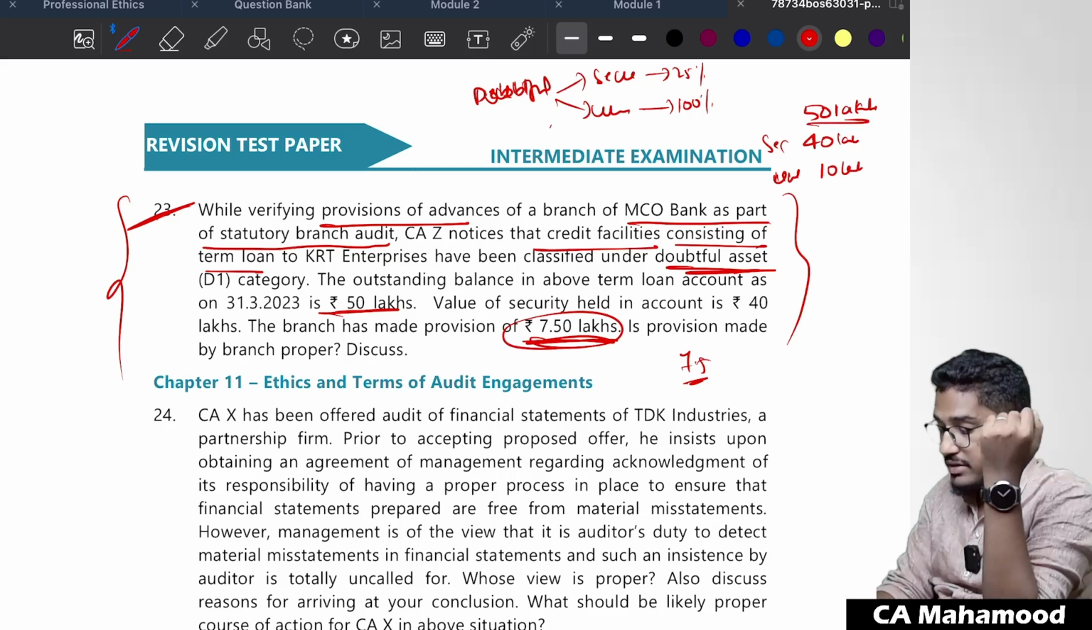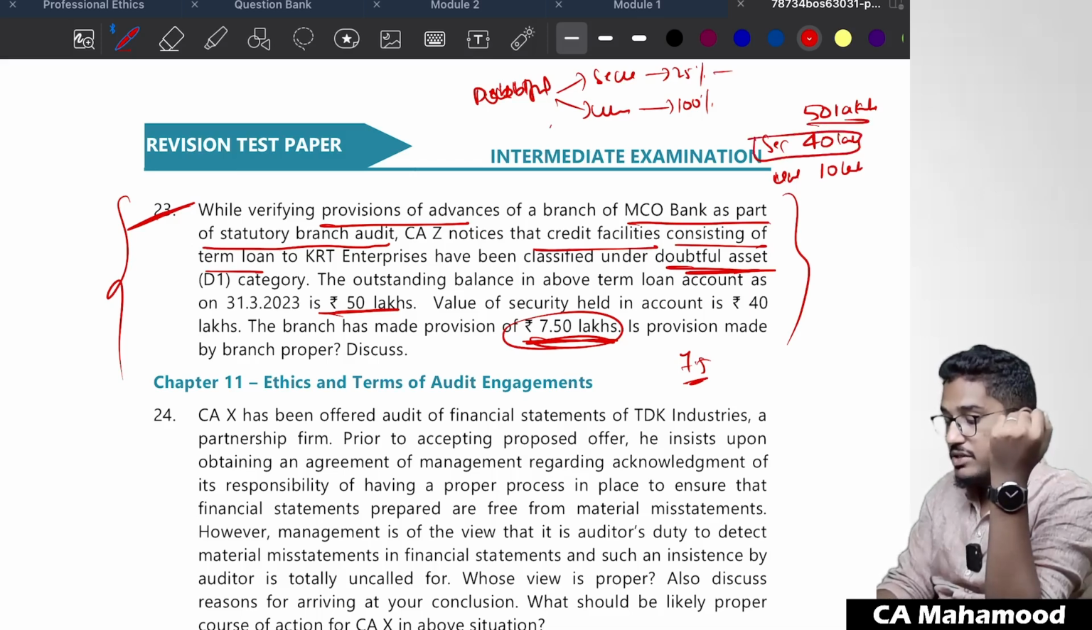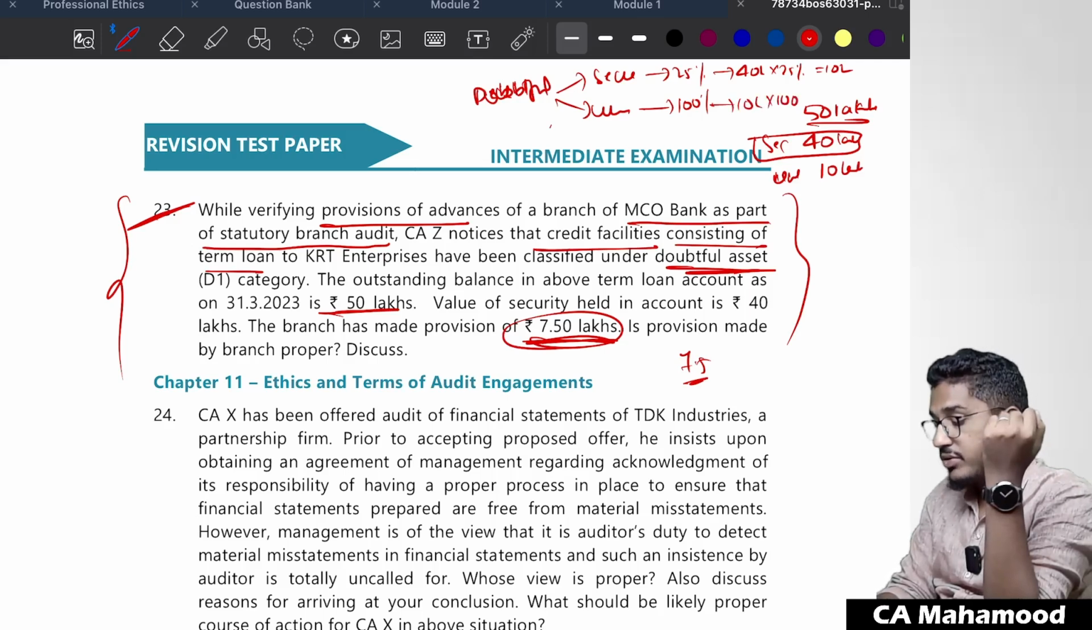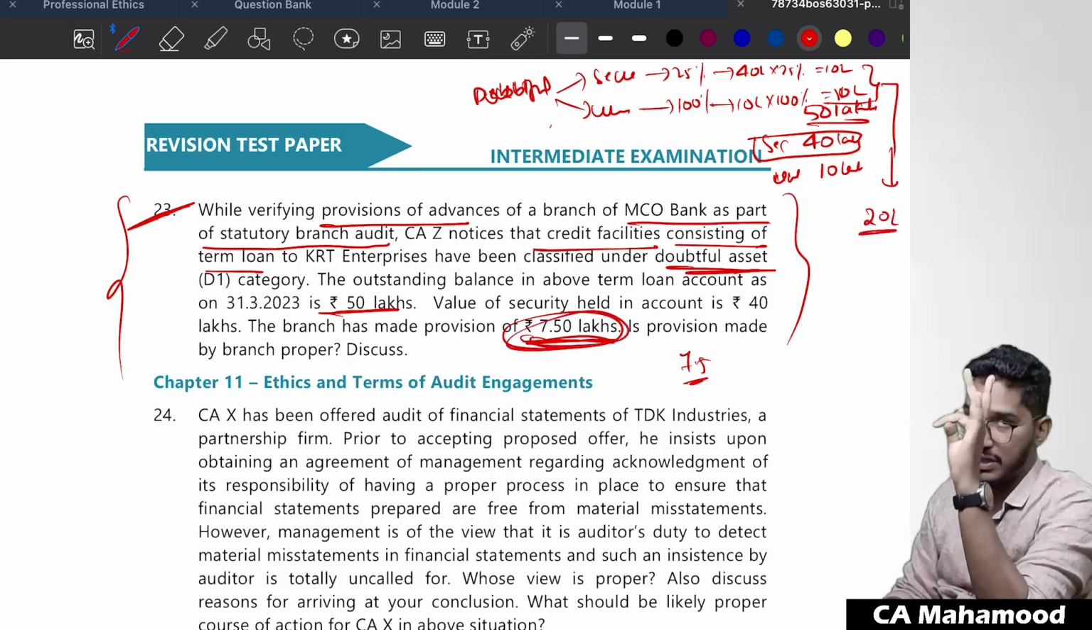So now in the doubtful asset, 40 lakhs is secured. So in this 40 lakh, 25% provision you have to create. If you create it, 10 lakh rupees will be the provision for the doubtful secured part. 10 lakhs is unsecured, 100% you have to create. So here, an entire 10 lakhs we create a provision. Total provision which should have been created in the books of accounts is 20 lakh rupees, but the management is creating only 7.5 lakhs of provision, which is actually wrong.